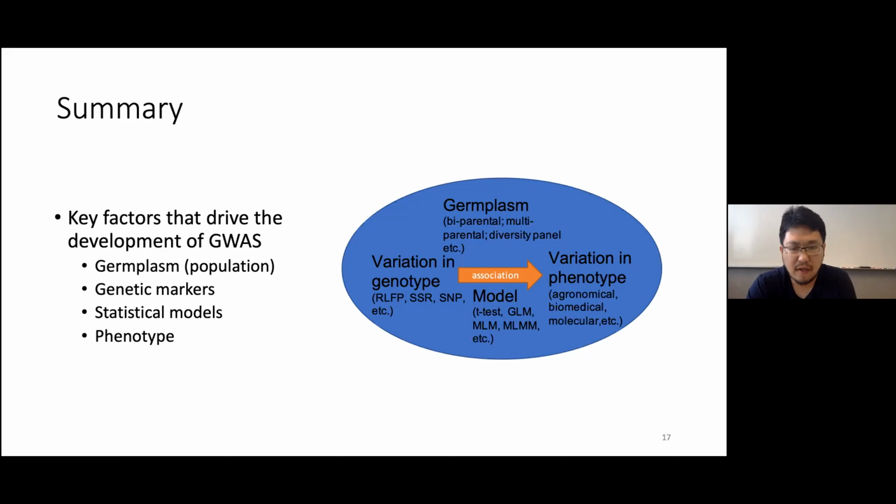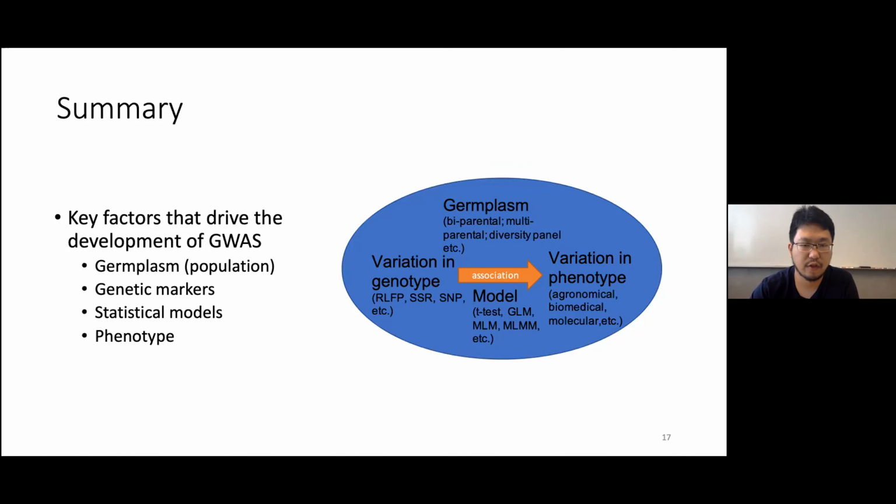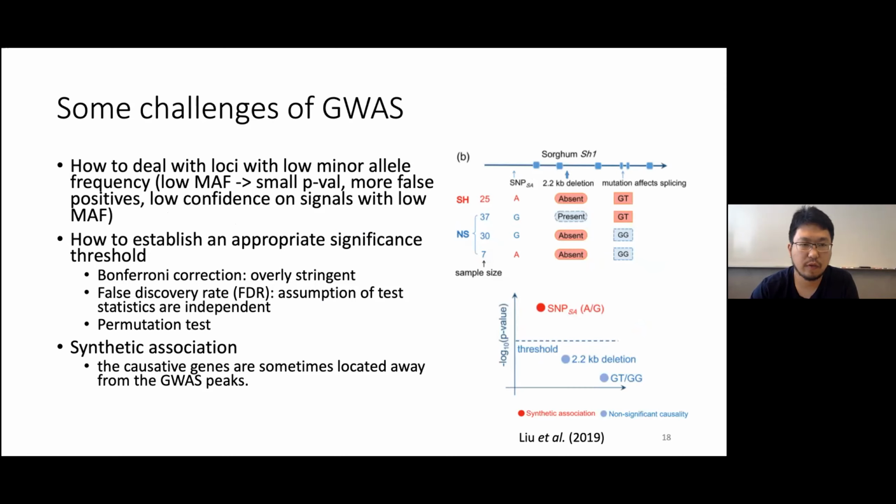And for the models, the naive model is essentially the t-test. And then there's general linear model, mixed linear model, and the improvements based on the mixed linear model framework. And also there are some alternative frameworks for the association model. And for phenotype, there are agronomical traits or morphological traits. And there are also the biomedical traits and traits at other levels we should consider. Okay, so this is the summary of our first section. And in these slides, we'll talk about some challenges about GWAS.